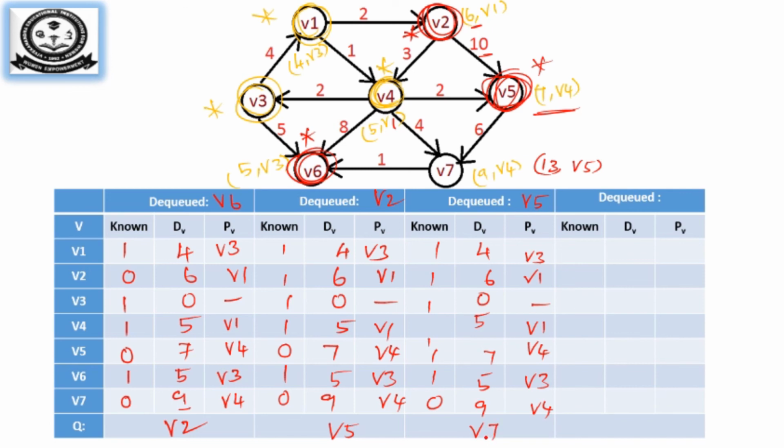So the final vertex will be V7. With V7, all the vertices are made known vertices. So you can stop your process now. So 6, 0, 5, 7, 5, 9, V4, V3, V4, V1, no previous vertex, so V1, V3.